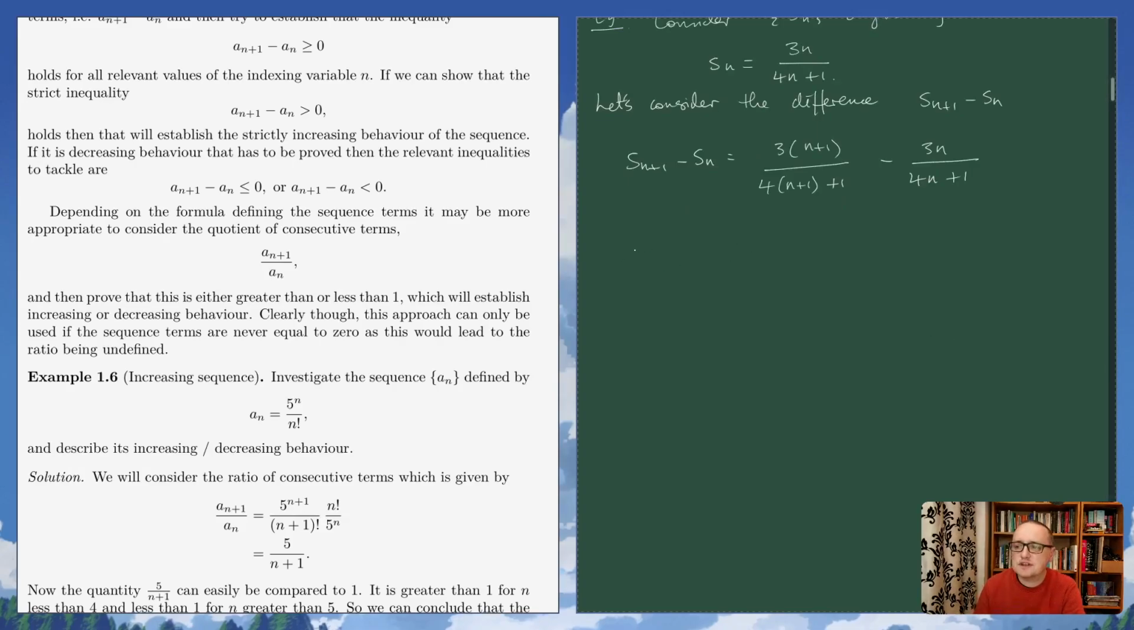Now we're subtracting fractions here, and we want to compare it to 0. So the best way to compare it to 0 is to put this as a single fraction over a common denominator. The common denominator we could use would be simply the product of these two things. So you've got (4 times (n plus 1) plus 1) times (4n plus 1). And then in the numerator, on the one hand, we'd have 3 times (n plus 1) times (4n plus 1), and then minus 3n into (4(n plus 1) plus 1).